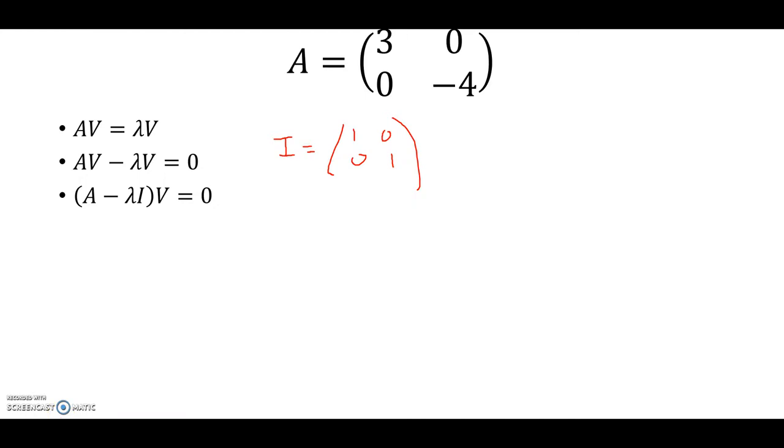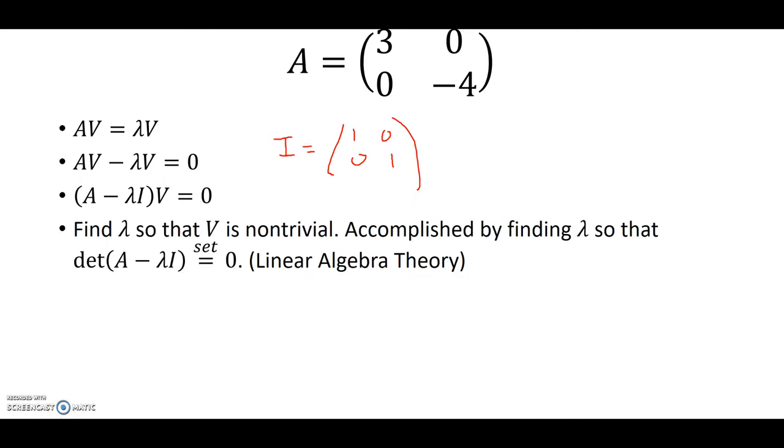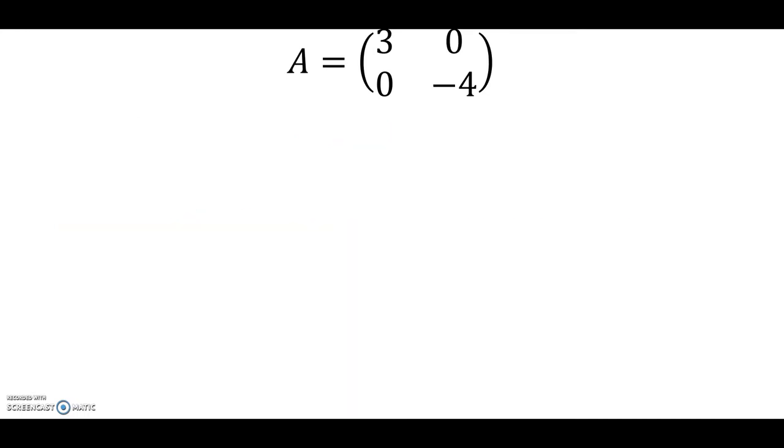After we have that, we want to find lambda. We're solving for lambda first so that v is non-trivial. That means we don't want the 0, 0 solution. From some linear algebra theory, this is accomplished by finding lambda so that the determinant of A minus lambda I is 0. So we're going to calculate A minus lambda I, find its determinant, set it equal to 0, and solve for lambda to satisfy that equation.